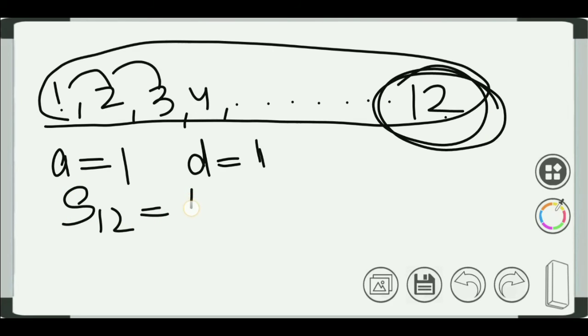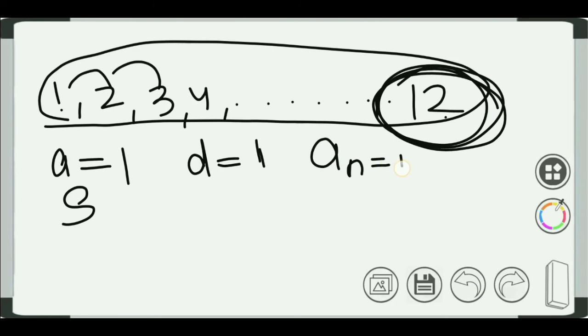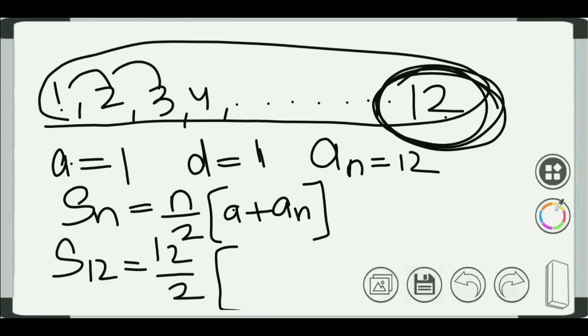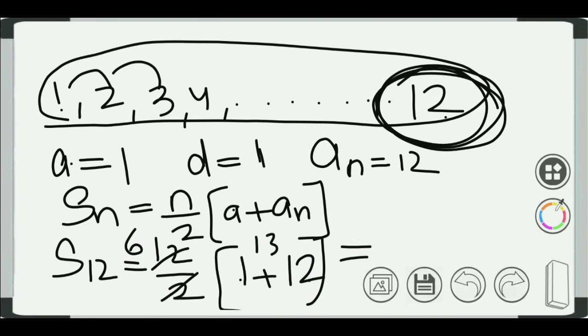What is S12? You can take the second formula of sum of n terms, because you have the last term here. Last term is 12. Take this formula. Sn is equal to n by 2 into a plus an. Okay. So S12 is equal to 12 by 2 into what is the first a? 1. 1 plus an. Last is 12. 12 by 2 is 6. 1 plus 12 is 13. 13 into 6 is what?